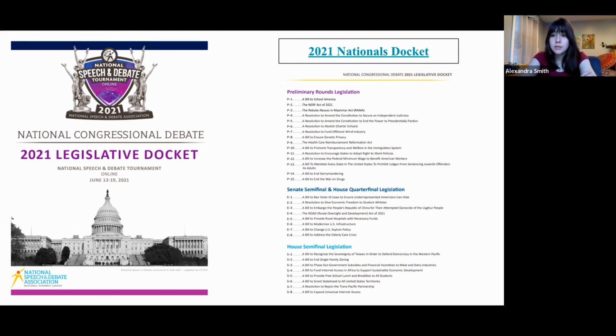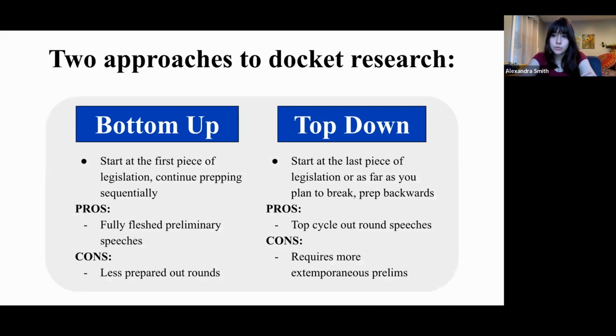When you get a docket, there are 2 main approaches to researching it. You can either do bottom up or top down. Pros and cons to both. Bottom up is you start at the first piece of legislation, so like P1, preliminary 1, and just continue prepping sequentially. You go through it.